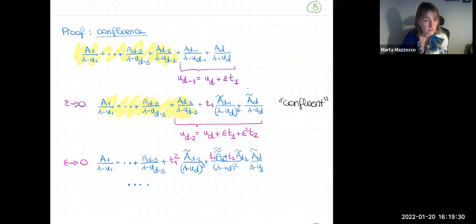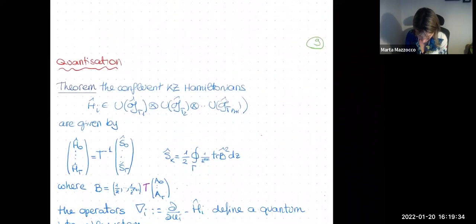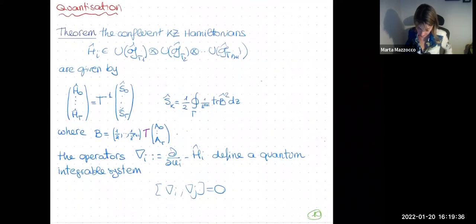All right. So now I have a little bit of time, so I would like to discuss the quantization. So the quantization is actually pretty simple in the sense that really we more or less do the same as we did classically.